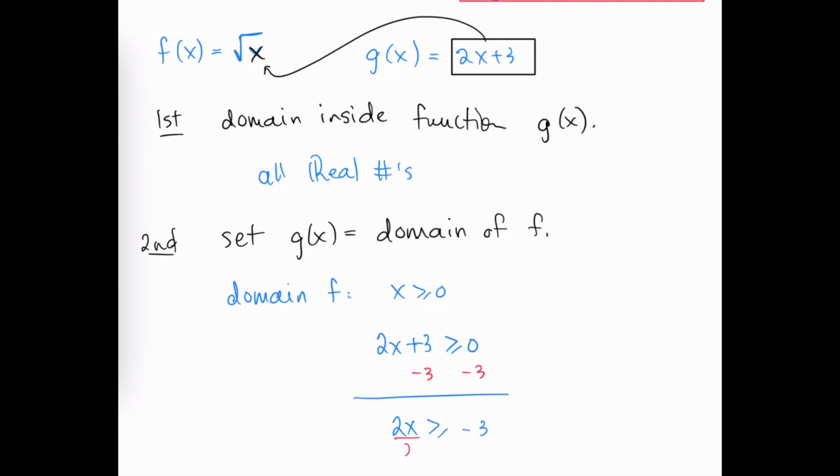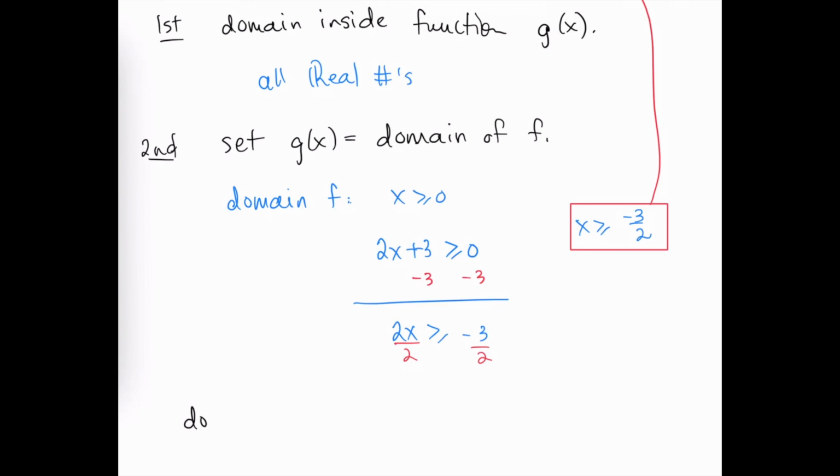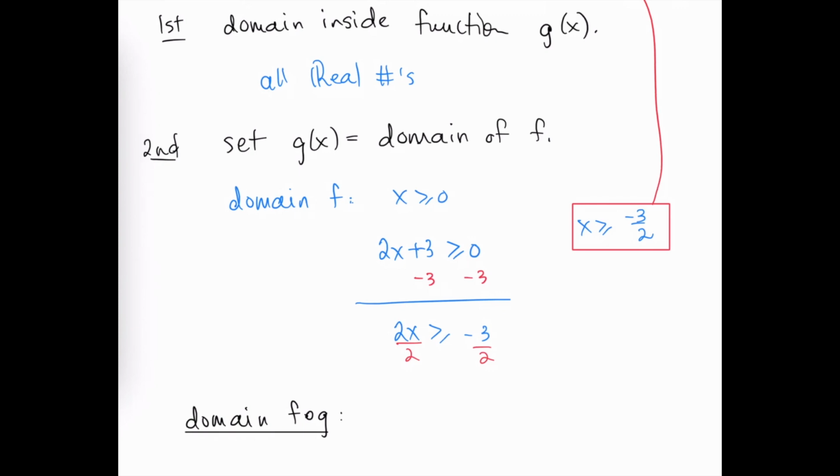And then when we divide both sides by 2, we see that when x is greater than or equal to -3/2, these x values will pass through the g function to cause g's output to be positive so that it generates a real number once it goes into f. So let's formalize our answer to say that the domain of f composed with g is equal to, in interval notation, -3/2, including -3/2, and going off to positive infinity.